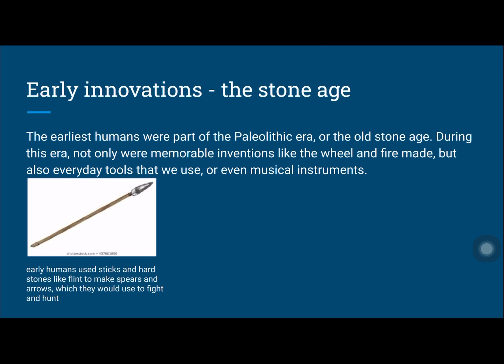And art also saw a revolution here, kind of. Small statues from stone and ivory were made as a show of art and decoration. And bone flutes were made out of the bones of animals, as you can infer from the name. They were one of the first musical instruments to ever be made.